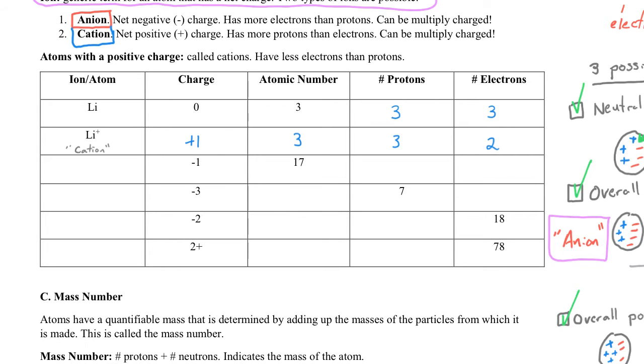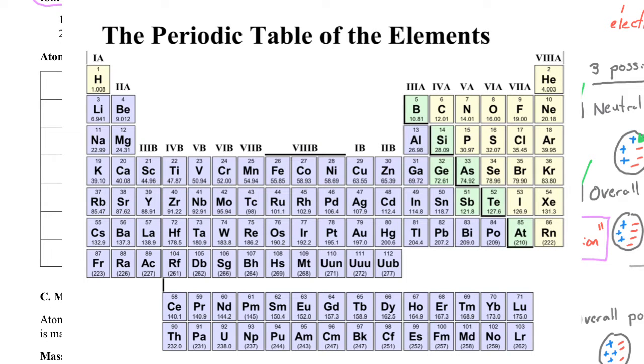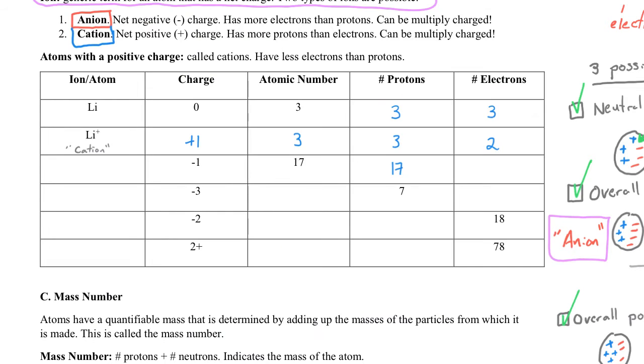Here in the 4th row, we're given the charge and the atomic number. From the atomic number, we can determine the identity of the element. How do we do that? We look at the periodic table and we try to find element 17. Notice it's chlorine. Chlorine's atomic number is 17, which means it has 17 protons. Now we just need to figure out the rest of the empty cells.